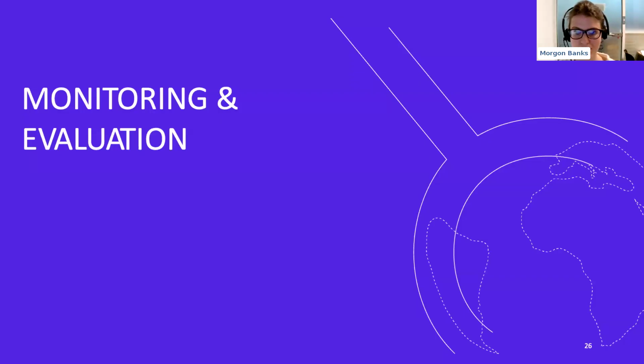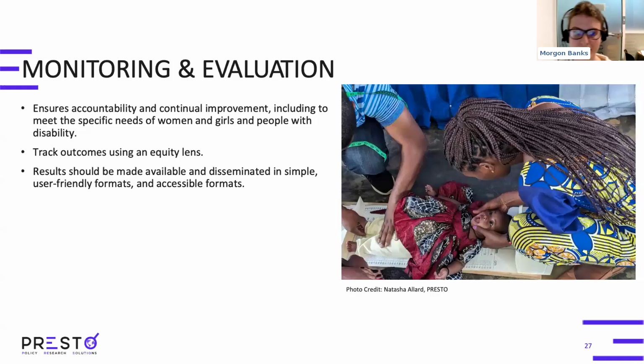Then next, I will turn to monitoring and evaluation. Next slide, please. Monitoring and evaluation is critical for ensuring the accountability of programs, that they are doing as they are intended, and also to continually improve upon programs so that they are better able to meet the needs of specific groups. In order for monitoring and evaluation to be responsive to the needs of people with disabilities, there needs to be a focus on disability and gender in these approaches.